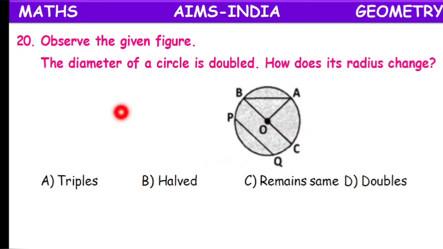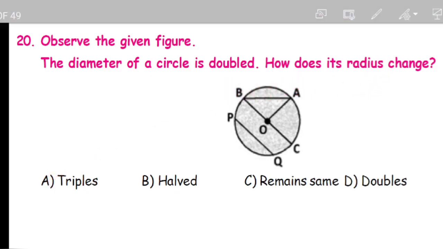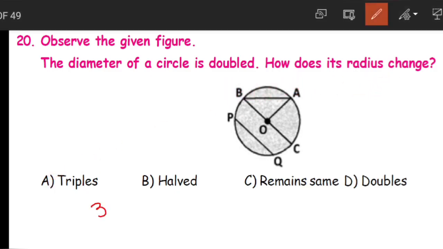Now coming to question 20. The diameter of a circle is doubled. Now how does its radius change? Will the radius become triple? Triple means 3 times. Next, will the radius become half, or will the radius remain the same, or will the radius double?